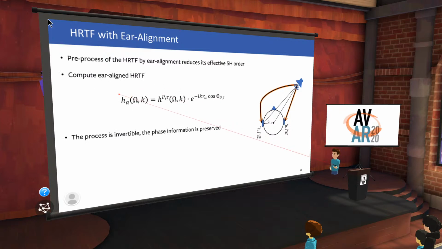And this can be done analytically for any given measured HRTF. We can compute the ear-aligned HRTF by a simple phase correction that depends on only two parameters: the radius of the head and the relative direction between the sound source and the ear. And this process is invertible and the phase information is preserved.